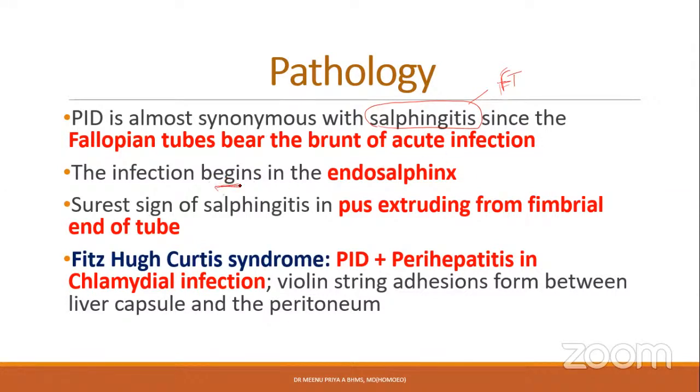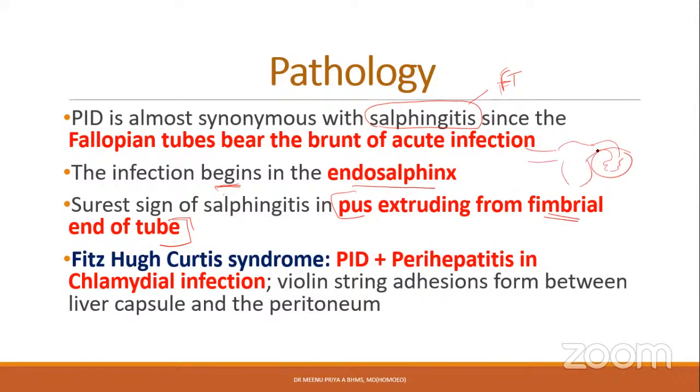All this can become a question. The infection of PID begins in which part? Endosalpinx. And the surest sign of salpingitis is pus extruding from the fimbrial end of the tube. This is a key point. So what is the surest sign of salpingitis? It is pus extruding from the fimbrial part of the tube. So if there is pus here, it is the surest sign of salpingitis.